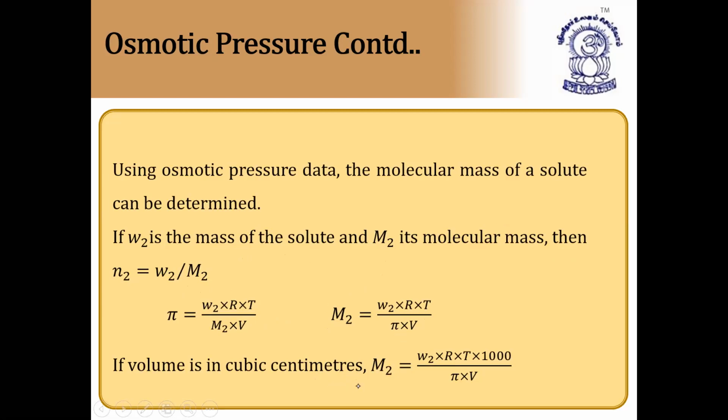So if volume is in cubic centimeters, we have to use 1000 also: W2 into R into T into 1000 by pi into V. That is, if volume is given in ml or cc, you have to use 1000 also.